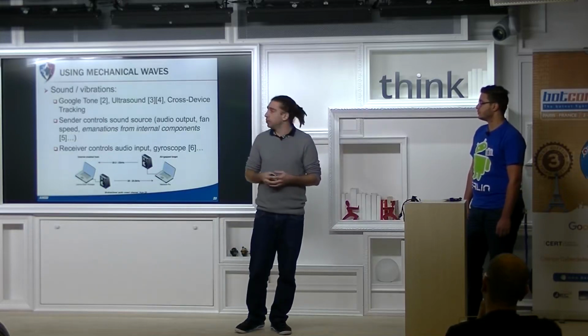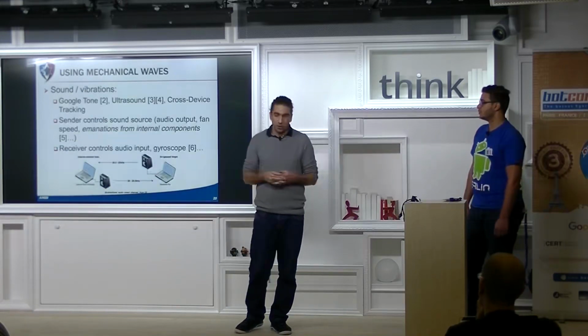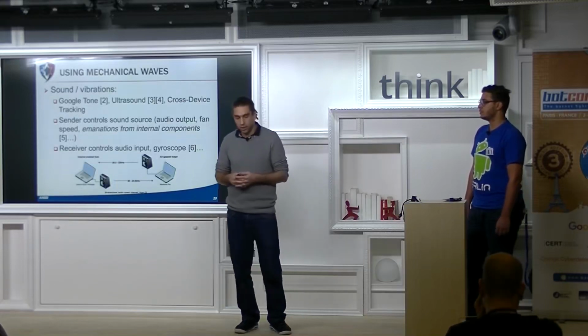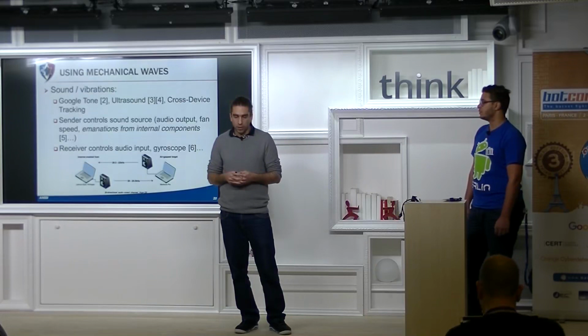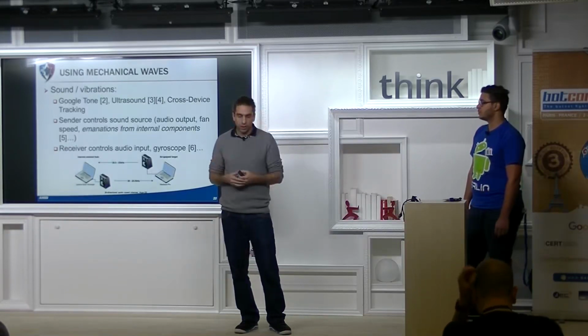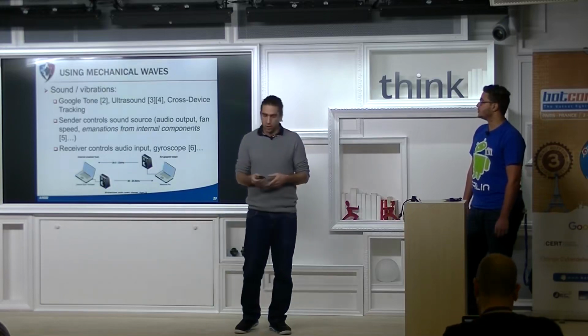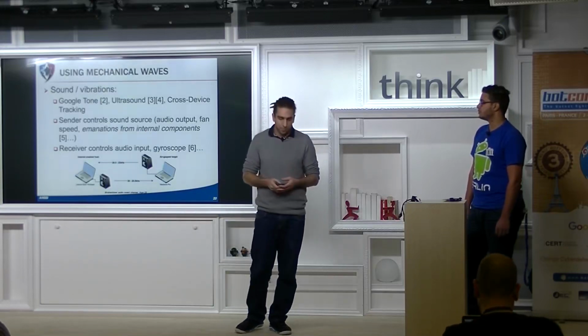And the receiver has to control the audio input, so it can be a microphone or the gyroscope. There has been some research also about that. They used the gyroscope of a smartphone that was on a table, and they have been able to reconstruct the speech data of the people that were speaking around the table just by using the vibrations.